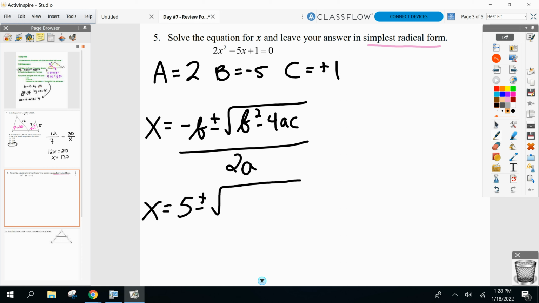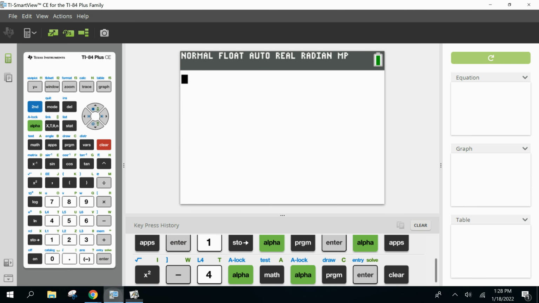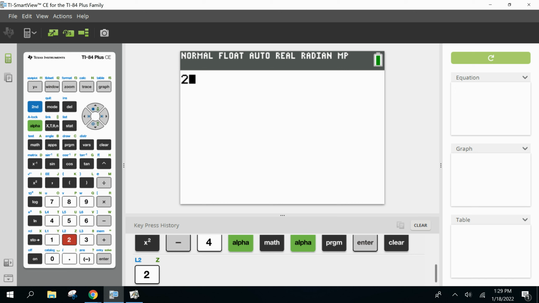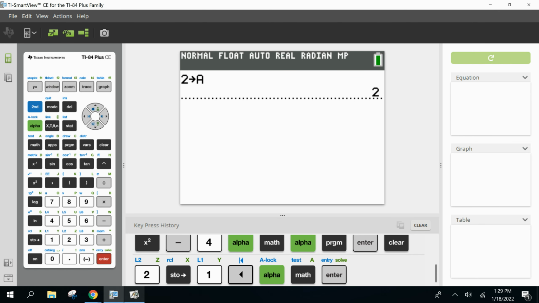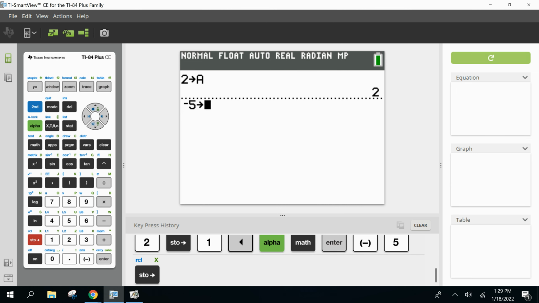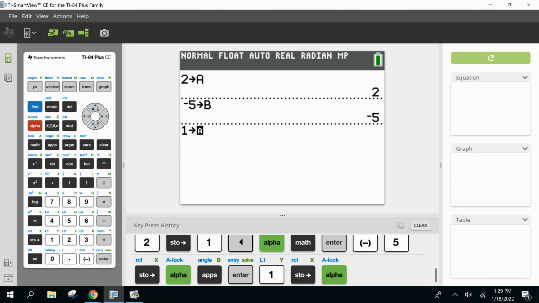Plus or minus. Nobody in this room should be trying to do this in their head, or plugging in B, A, and C on your paper. Do it all in your calculator. Let's review again the store key. Store 2. You got your store key right to the left of 1. Store it in for A, alpha math. What's my B value? -5. Make sure you hit the negative sign, not the subtraction key. -5, store that bad boy in for B. And then +1, store it in for C.